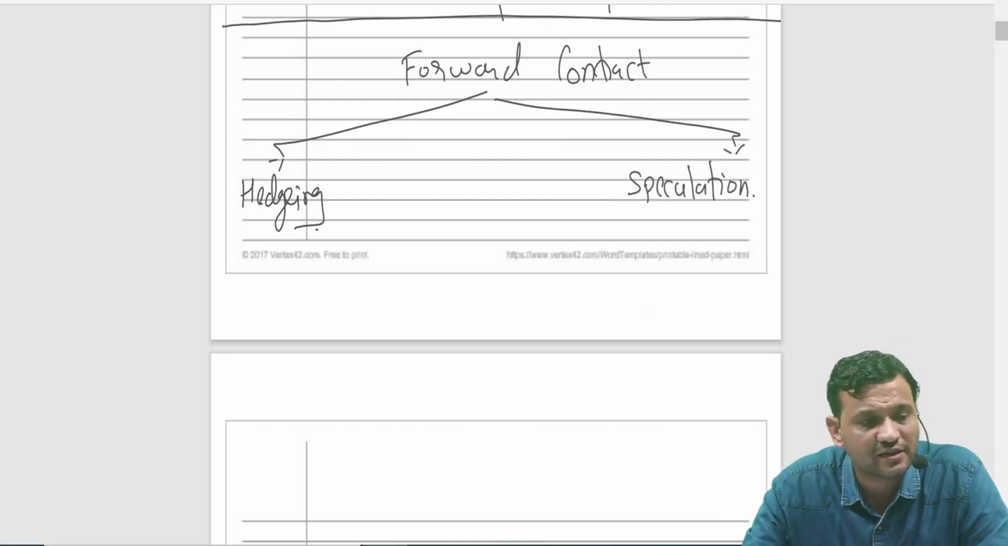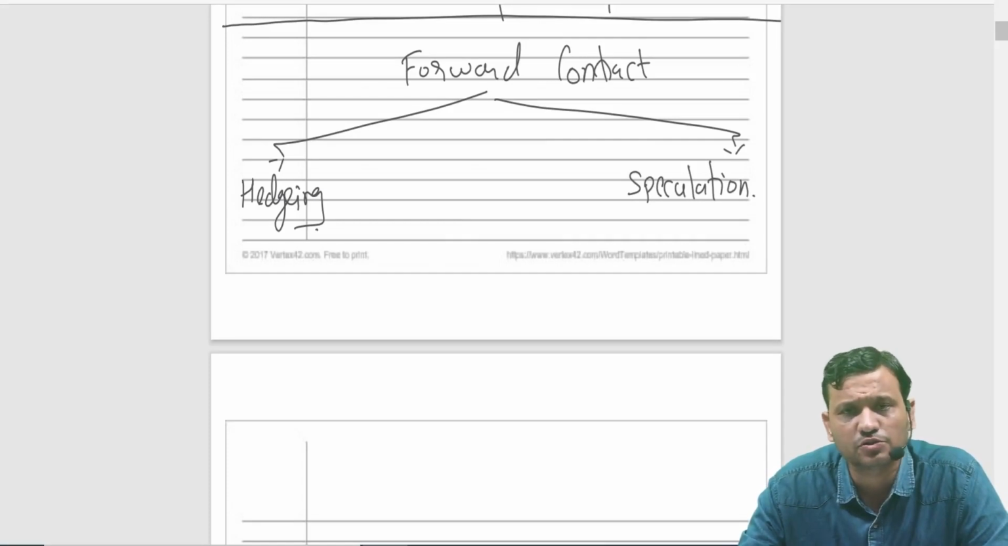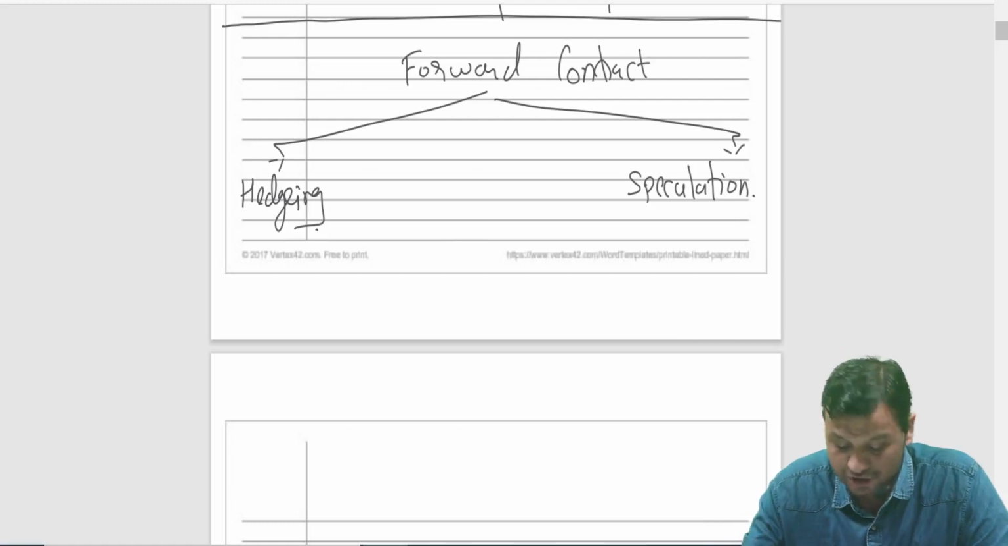So if currency rates are going to change, it is a risk to me if I'm having foreign currency exposure. So I'm having a risk, and I want to remove that risk. In order to remove that risk, whatever contract I enter to eliminate the risk is referred to as a forward contract for hedging. And if I use the forward contract to make profits, then it is referred to as a forward contract for speculation.